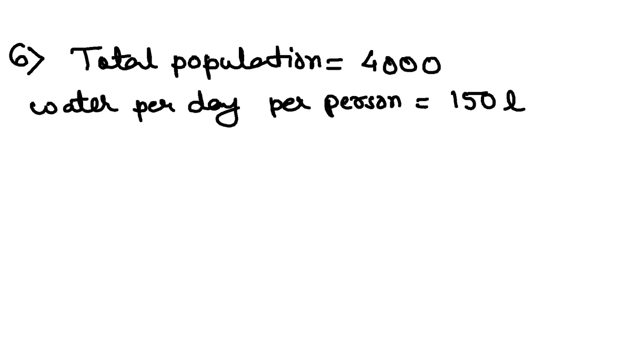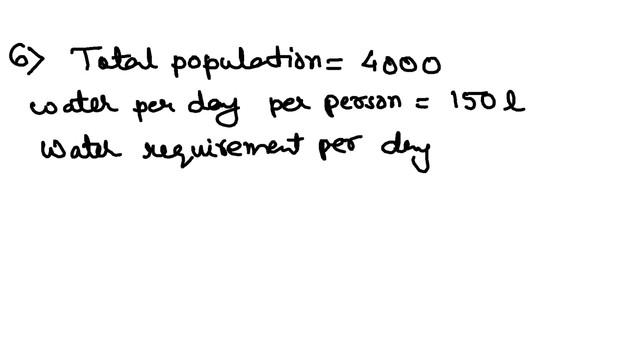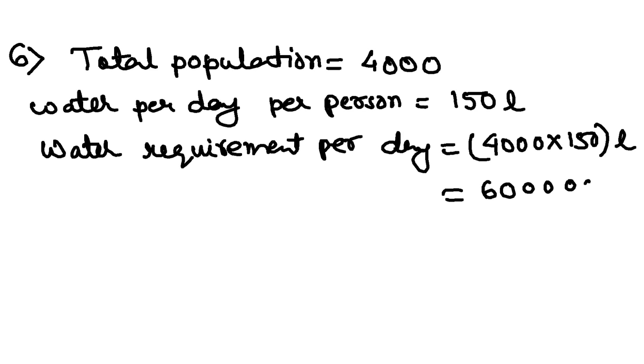Now this question number 6 is very important. So they're talking about a village. A village has a population of 4,000 and water per day per person is 150 liter. Each person needs 150 liter of water. So from this information what you can find is the water requirement per day, isn't it? So water requirement per day: one person needs 150 liter. There are total 4,000 people in the village, so 4,000 into 150 liter, this is the water requirement per day. So that will give you 15 into 4 is 60 followed by 4 zeros. This much liter of water is required per day.